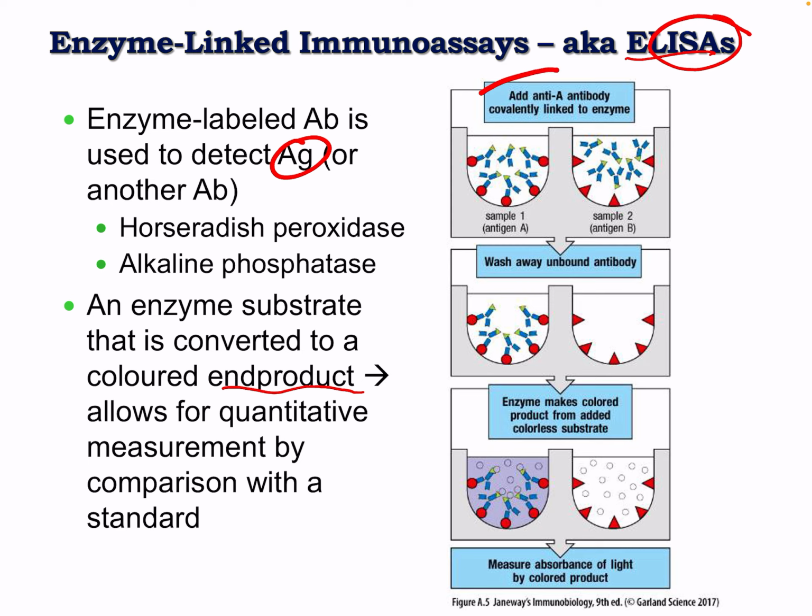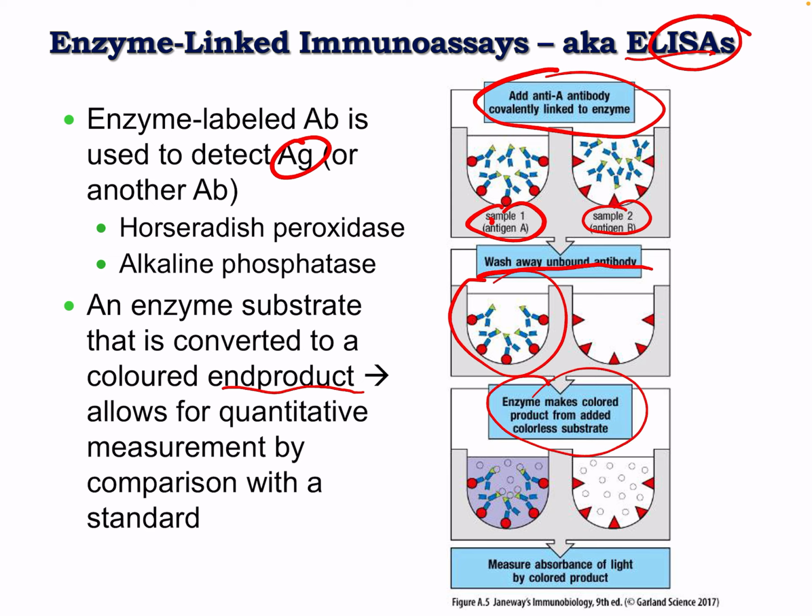So we add an anti-A antibody covalently linked to the enzyme. Here we can see sample 1 is A, sample 2 is B. Then we wash away the unbound antibody. These are usually done in wells with pipetting and stuff like that. Here we have our well now with antigen A. The enzyme makes colored product from the added colorless substrate, and then we measure the absorbance of light by the colored product. This is usually done through machinery.